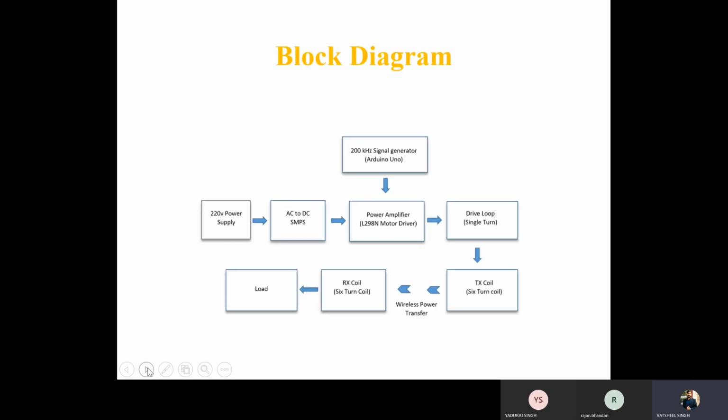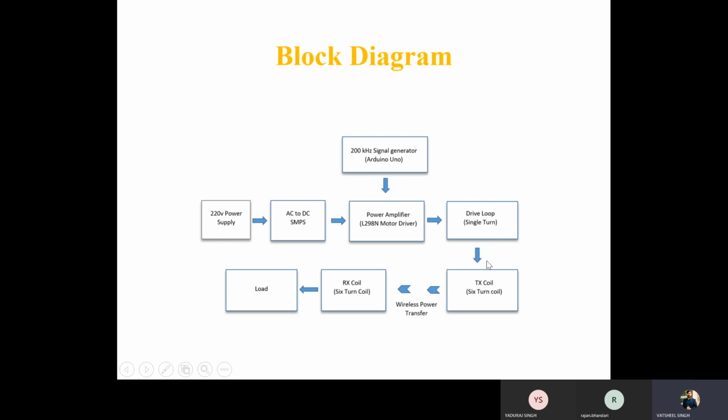Coming to the hardware part, this is the overall block diagram, in which we can see that there is a 220 volt power supply which is available in our household. It is then fed to an AC to DC SMPS to convert it to a 24 volt DC power supply. And this is the power amplifier motor driver module, in which we have fed a 200 kilohertz signal generated from an Arduino Uno by coding it in order to provide a 200 kilohertz signal, and the DC power is fed via the AC to DC SMPS.